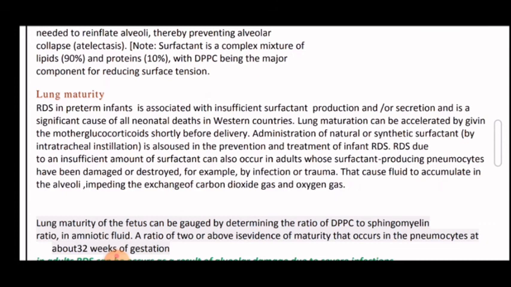Respiratory distress syndrome may occur in adults whose surfactant producing pneumocytes have been damaged or destroyed. This may be caused by an infection or trauma during a car accident, for example, that causes fluid to accumulate in the alveoli and so impedes the exchange of carbon dioxide and oxygen, leading to respiratory distress syndrome.